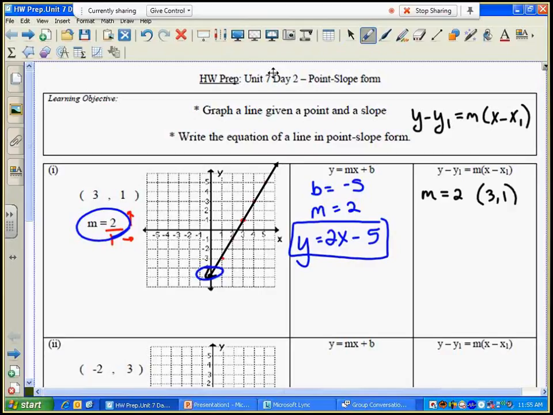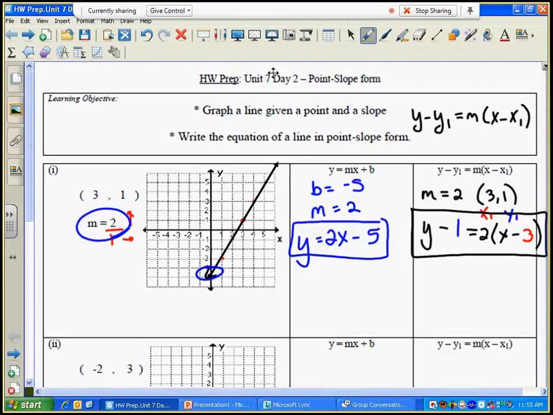Well, this ordered pair 3, 1, we want to think of that 3 as our x1 and that 1 as our y1. And we're going to plug those values, along with the m, into the equation. What we get is the equation of the line in point-slope form. So what we got here. We'll have y minus, there's our 1, equals 2 times x minus, and then there's our 3. That is the equation of that line in point-slope form.